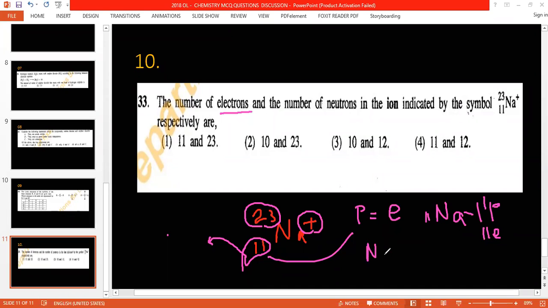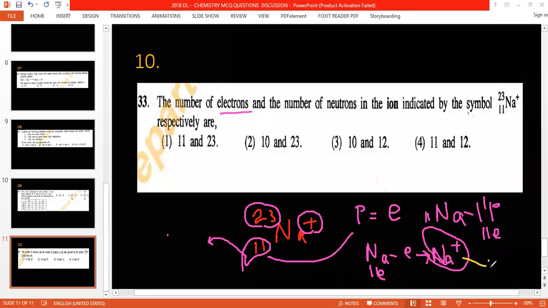But if it releases 1 electron, Na minus 1 electron gives Na plus. Na originally has 11 electrons, so Na plus will have 10 electrons. I'm going to finish this faster, that's why I'm talking fast. So the number of electrons is 10.